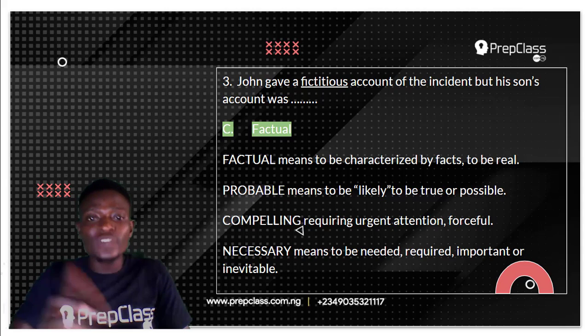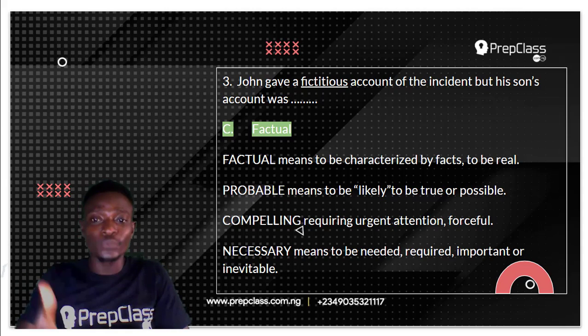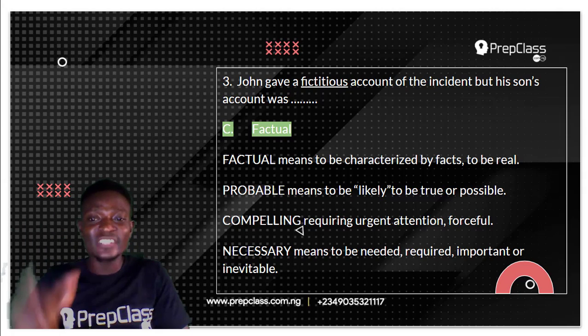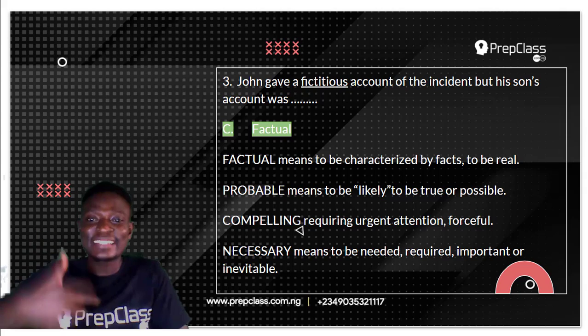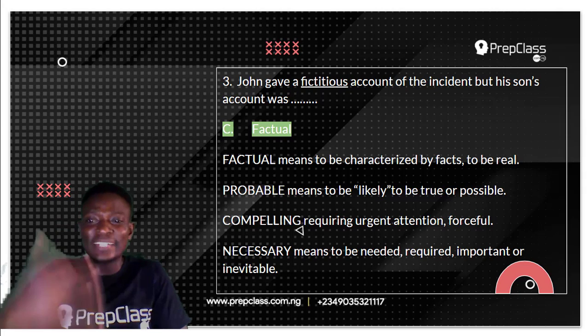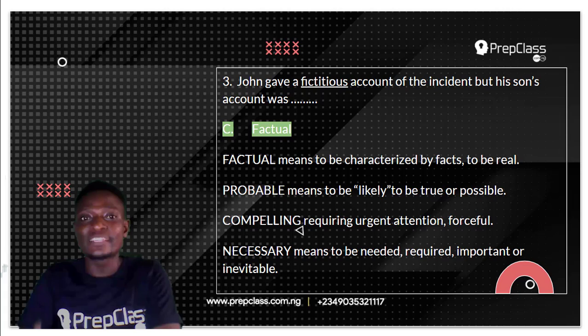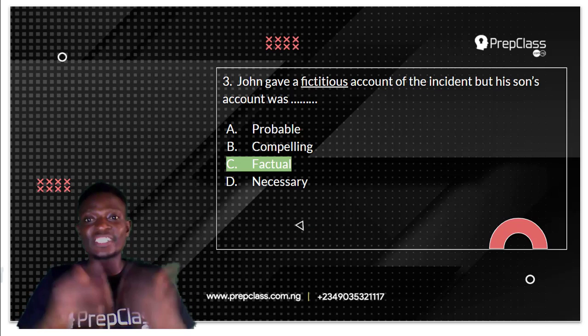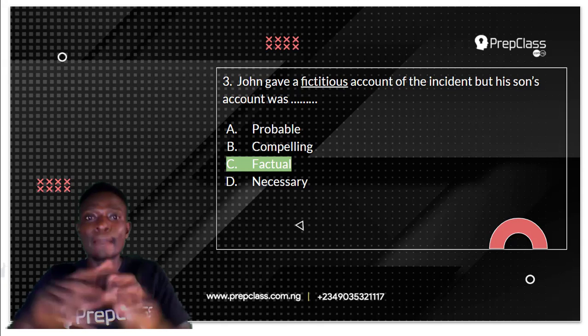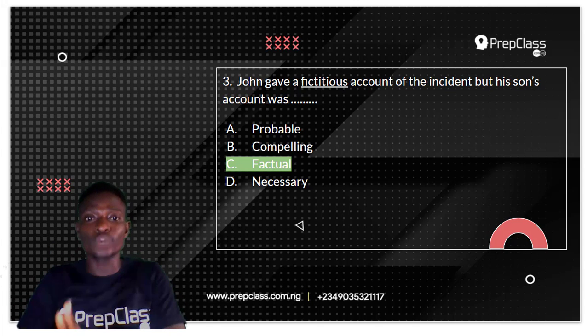When you compel somebody to do something, you are being forceful, you are applying force to make that person do that particular thing. It is not necessary, because necessary means something that is needed, something that is required, something that is important or inevitable. So the answer to this question is factual. John gave a fictitious account of the incident, but his son's account was factual.